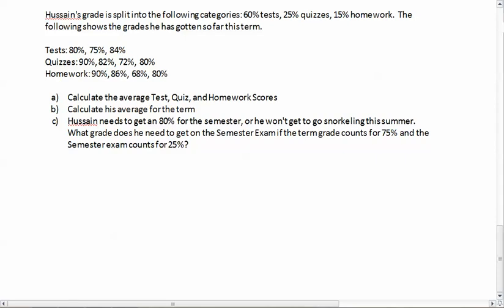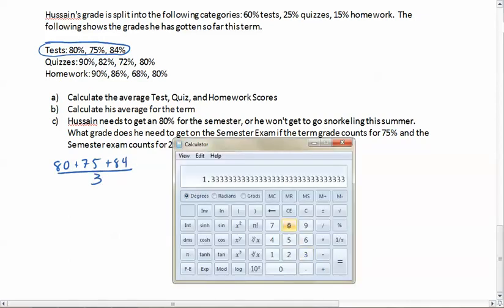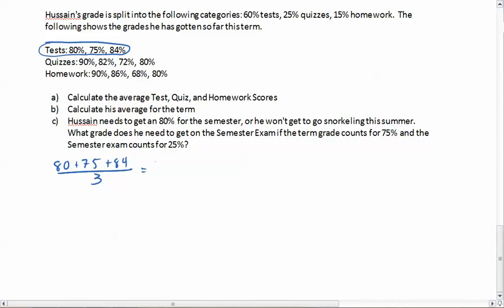So first it asks us to find the average test, quiz, and homework scores. First we're going to find the average test score. We're going to assume that each of those has the same value for the test, so we can just do a normal average. We're going to go 80 plus 75 plus 84, and divide it by 3, which gives us an average of 79.66666. So I'm going to write 79 point repeating sixes.